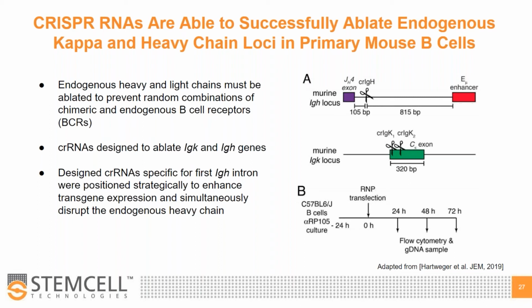And so they first designed CRISPR RNAs that would ablate the endogenous kappa and heavy chain genes. The CRISPR RNAs, which were designed to ablate the heavy chain gene intron, were positioned strategically to simultaneously disrupt the endogenous heavy chain gene and to optimally position the inserted antibody. So they were ablating the light and the heavy chain, and into that cut site, they were inserting the new engineered heavy and light chain of the new antibody.